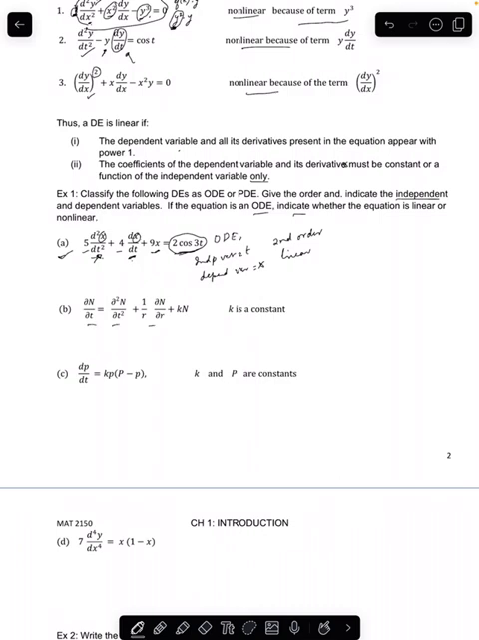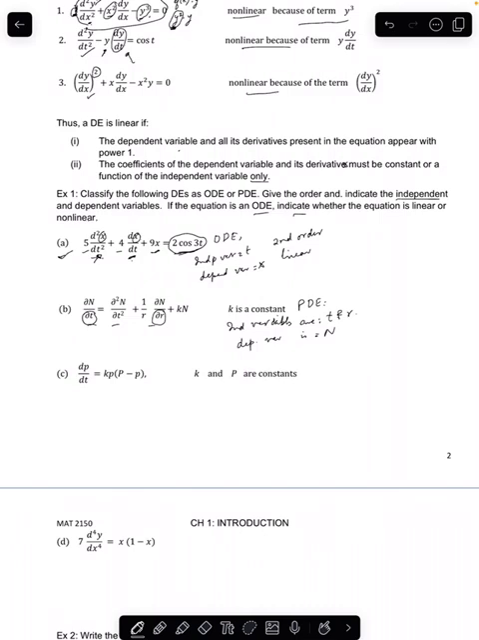Now looking at example B, we have partial derivatives appearing. So this is a PDE. What are the independent variables? The independent variable is, actually there are two of them because we are differentiating it with respect to r and also with respect to t. So the independent variables are t and r. The dependent variable is n because it is the derivatives of n are being taken.